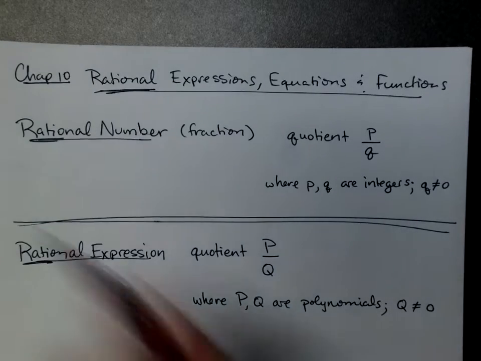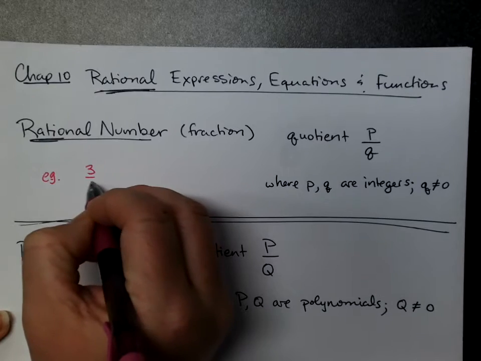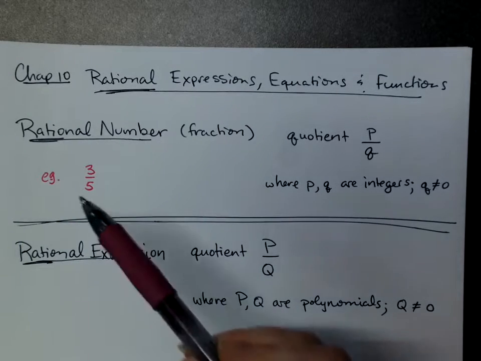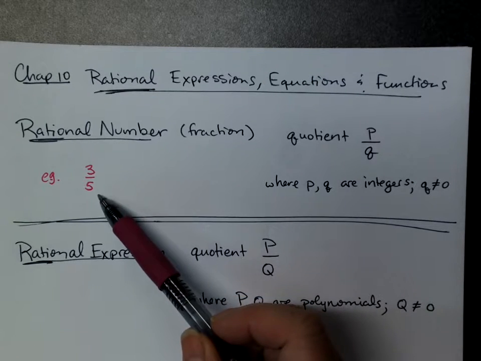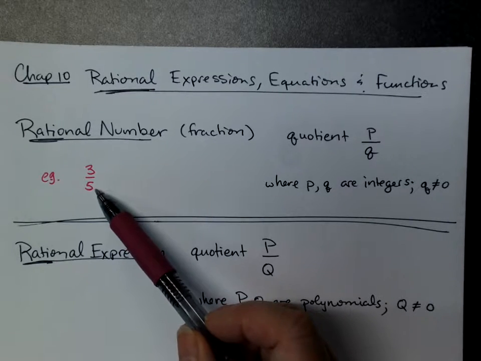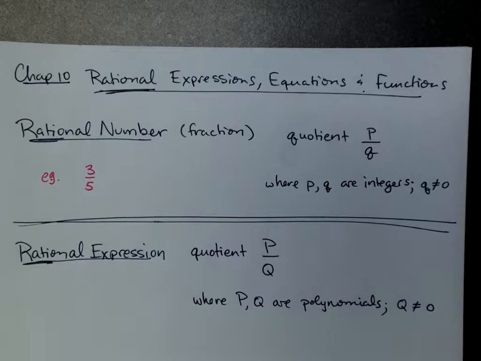Now, a rational number, as I said, an example, e.g., means example, might be, say, 3/5. Okay? It's a regular old fraction. What's my P? And what's my Q? P and Q can be anything, except you could not have that Q. That 5 is fine, and it could be a -5, positive or negative, anything, but that cannot be 0 on the bottom.